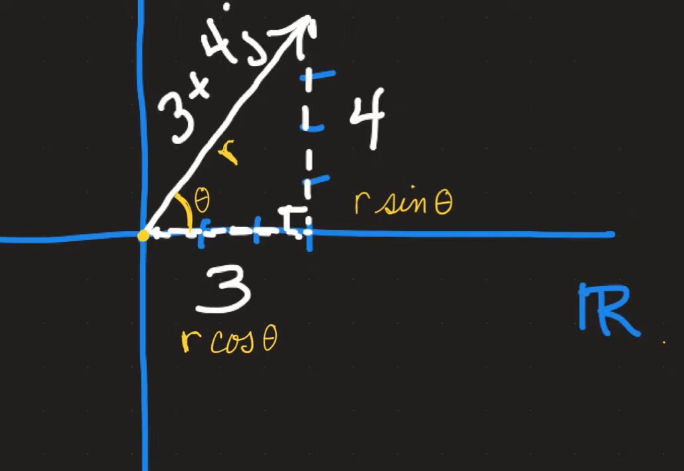We have this complex number, but if one side of a right triangle is equal to 3 and the other side of a right triangle is equal to 4, what is the hypotenuse of the right triangle equal to? The answer to that is 5. For this specific example, our r value is 5. But what is theta?